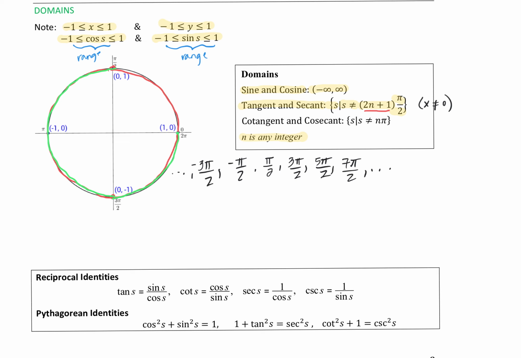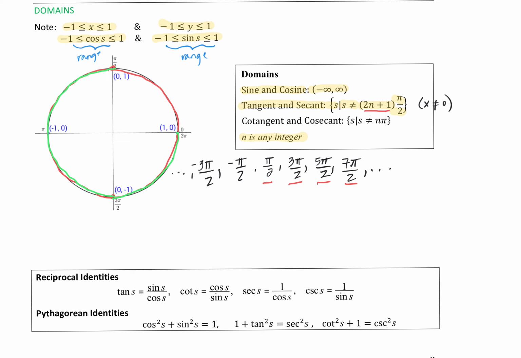So think about this. If n is 0, because n is any integer, then this is 1 times pi over 2, which would give us that positive pi over 2. If n is 1, then it's 2 times 1, which is 2, plus 1 is 3. 3 times pi over 2 gives us 3 pi over 2. If n is 2, then it becomes 5 times pi over 2, which gives us the 5 pi over 2, and so on.